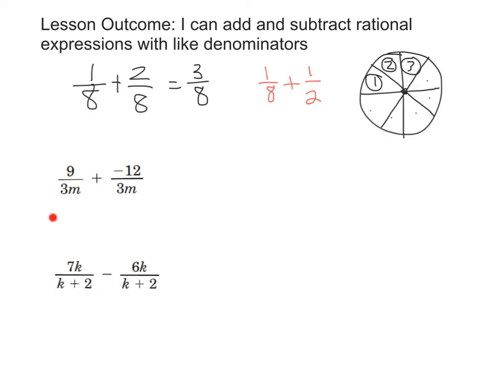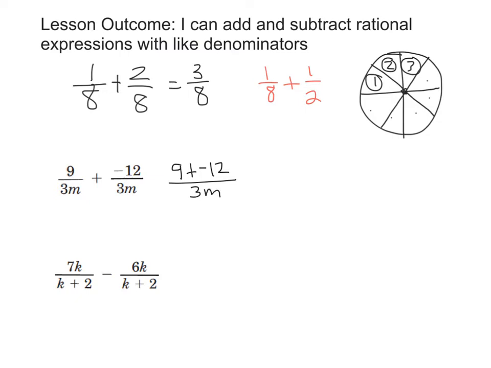So let's take a look at this example here. 9 over 3m plus negative 12 over 3m. Well, because they have a common denominator, we can simply add the fractions by adding the numerators and leaving the denominator. Now, this is writing it out the long way, and you don't have to do this every time, but I'm going to show you. It's 9 plus negative 12 all over 3m.